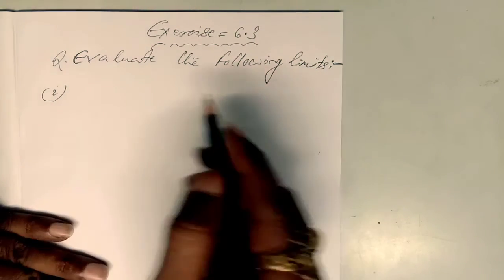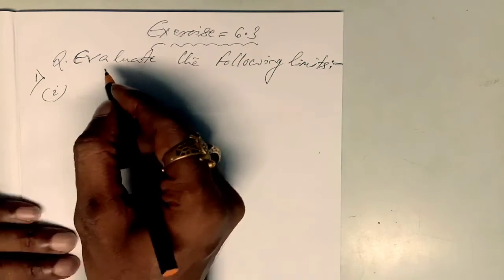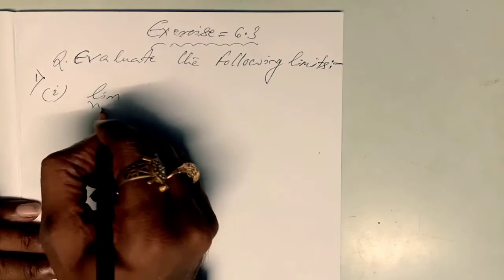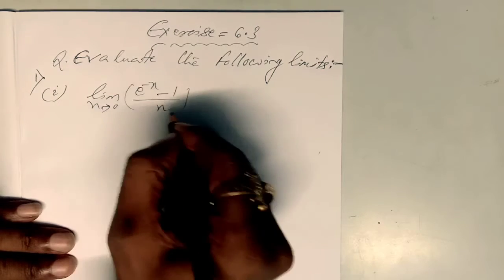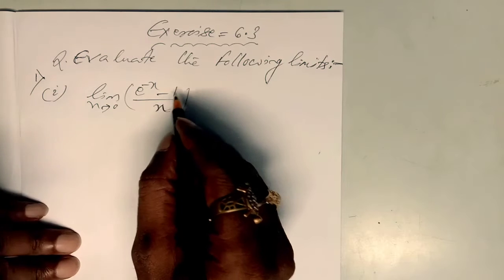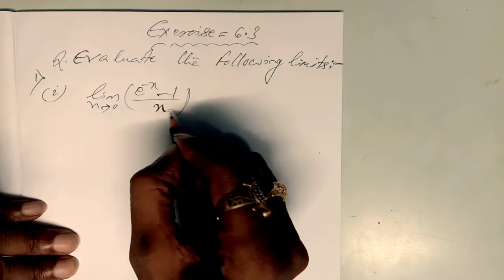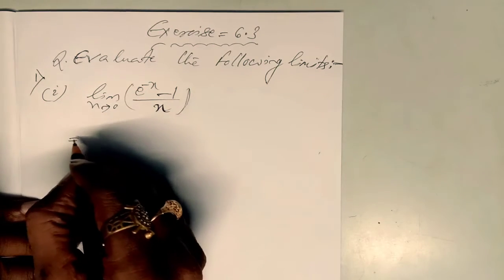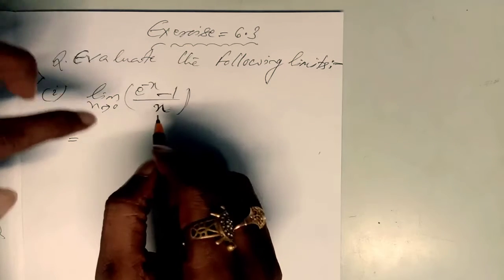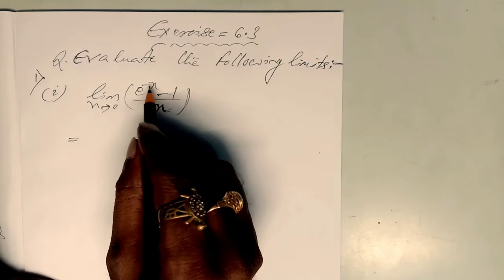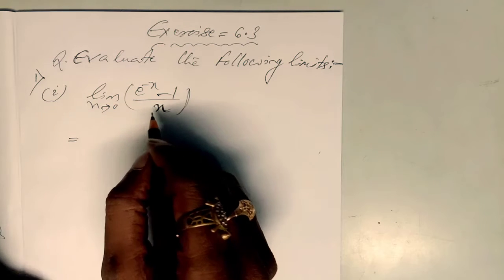Question number 1, first part, is given like this: limit x tends to 0, (e to the power minus x minus 1) by x. See the question here. I have already told you before, whenever e to the power anything is present, that same thing should be present in the denominator. Here e to the power minus x is given, that means you have to write minus x in the denominator, but here minus x is not present. Then how to proceed?